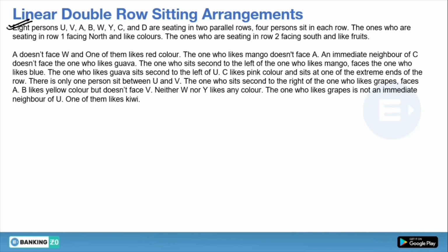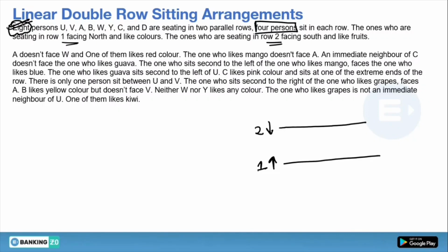For solving these kinds of questions, you first have to draw two lines, and assume this one is row 1 and this one is row 2. In row 1, the persons sitting face north, and in row 2, the persons sitting face south, and we have a total of 8 persons. 4 persons sit in each row, so we plot 4 places in each row: 1, 2, 3, 4, again 1, 2, 3, 4, such that each person in the first row faces a person of the second row. This is the condition given in our question.